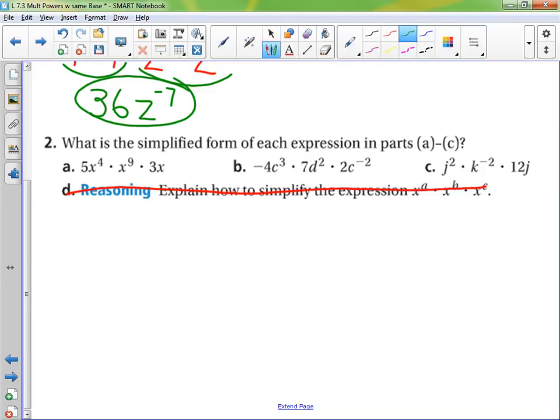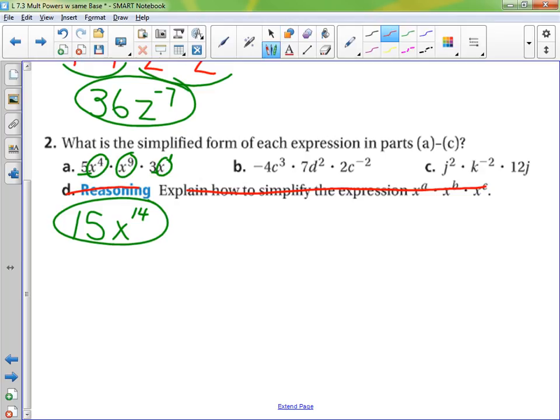Okay, part A. There's just one number, it's 5. The exponents, oops, I lied. Back up. There are two numbers, 5 and 3. 5 times 3 is 15. And then the variables are all x, so they're all like bases. This x has an exponent of 1. Since it's not there, it's implied to be a 1. And then I just have to add the numbers together. 4 plus 9 is 13, plus 1 is 14, so it's 15x to the 14th.